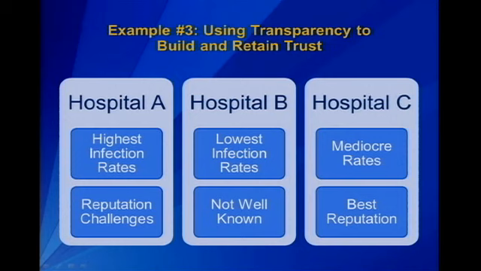But basically, Hospital A had the highest infection rates, and they had reputation challenges. Hospital B had the lowest infection rates and were not very well known. And Hospital C had mediocre rates, but they had the best reputation in the area. And so she called all 3 hospitals, and she said, I want to come and sit down and have a 1-hour conversation with whomever I need to speak with about the infections in your healthcare facility, okay?